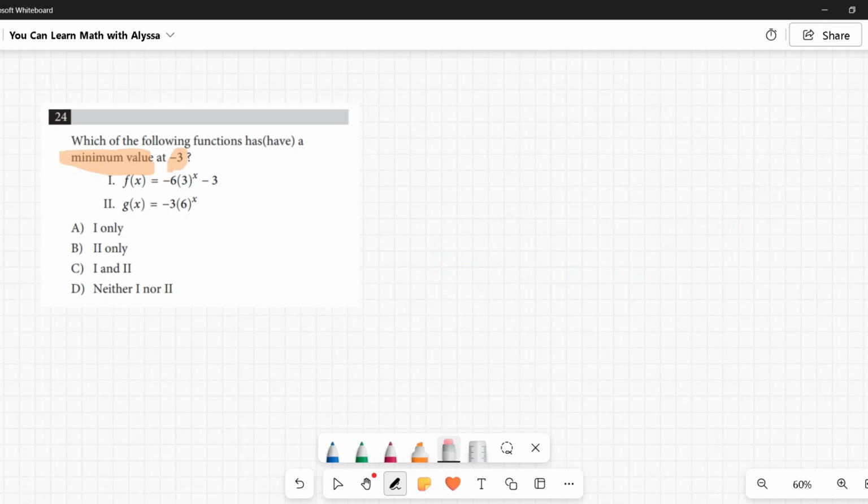Let's go over to Desmos, and we're going to look at the basic pattern we'll have with these functions, as well as these two particular ones. And again, keep in mind we're looking for a minimum value of negative 3. So let's hop over to Desmos.